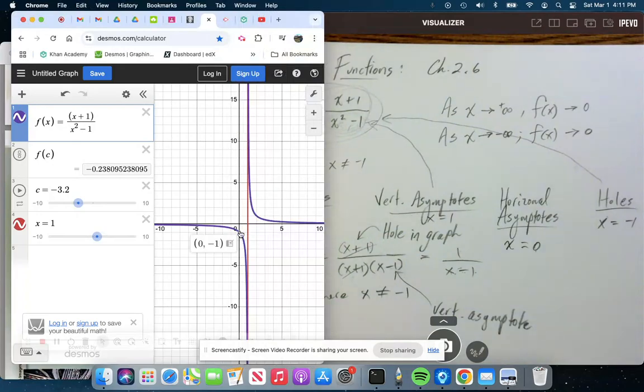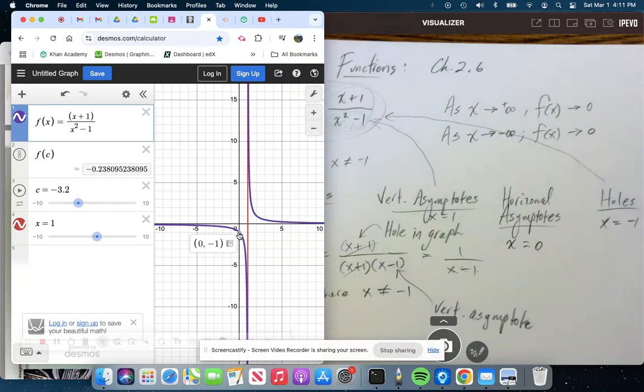And we could also find the y-intercept, which is (0, -1). You find the y-intercept by making x 0. So if you wanted to find that for the graph, you could certainly do that as well, which is useful.